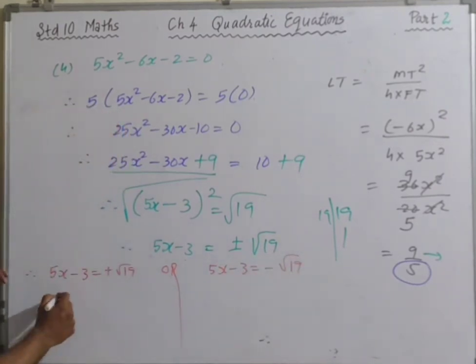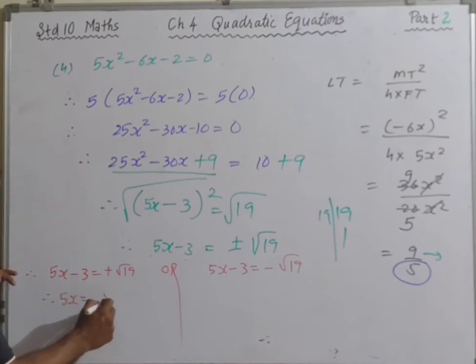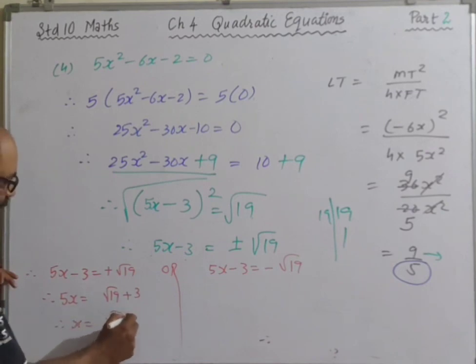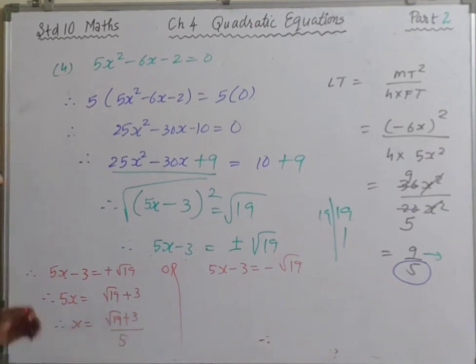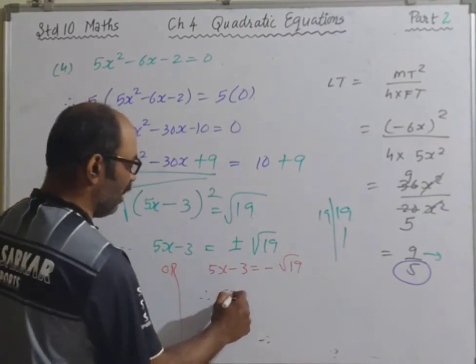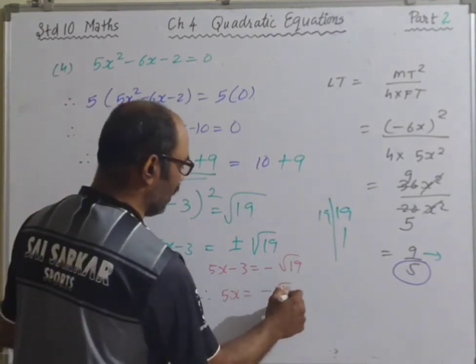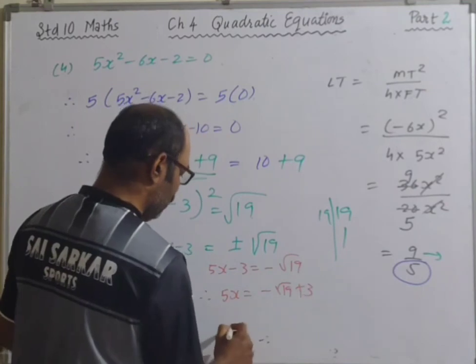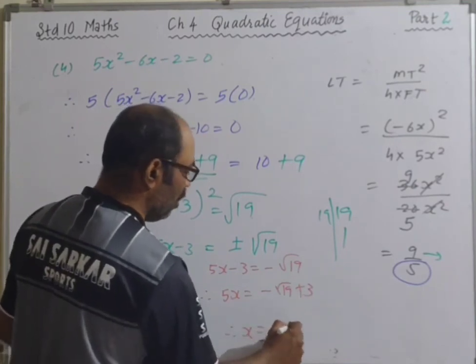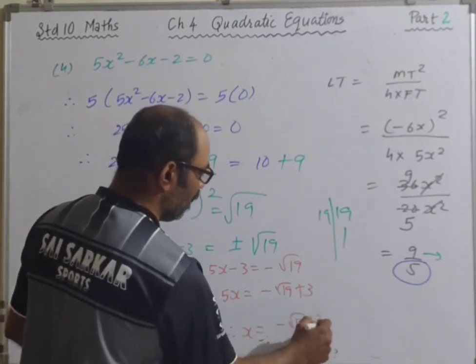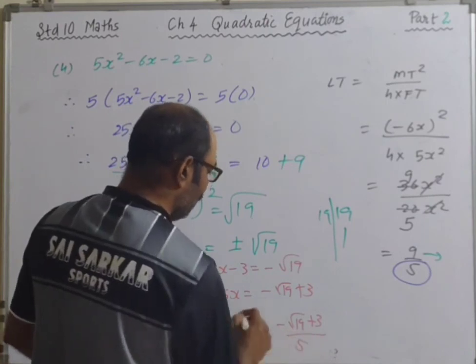Let's make x the subject of the formula. So 5x is equal to root 19 plus 3. Therefore x is equal to root 19 plus 3 upon 5. Here, therefore 5x is equal to minus root 19 plus 3. Therefore x is equal to minus root 19 plus 3 upon 5.